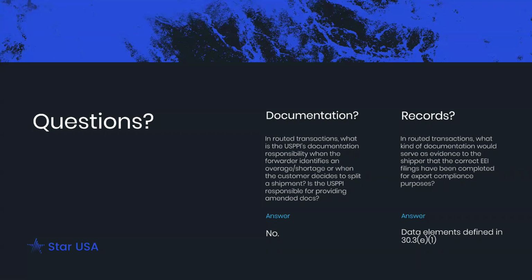Records. In routed transactions, what kind of documentation would serve as evidence to the shipper that the correct EEI filings have been completed for export compliance purposes? The most important record is evidence of what you provided, those 12 data elements, what you provided to that authorized agent for them to file. So keep your records on what you said regarding the goods.